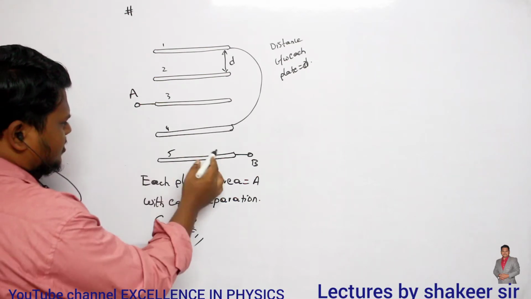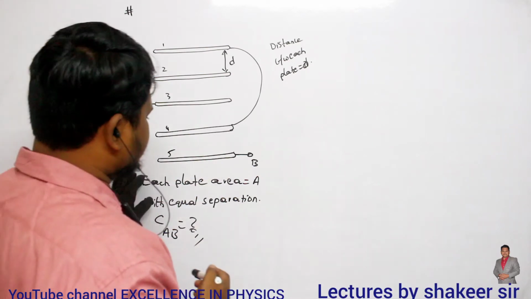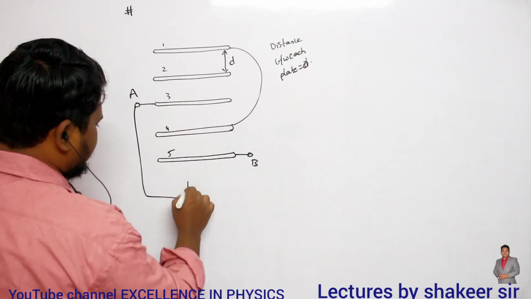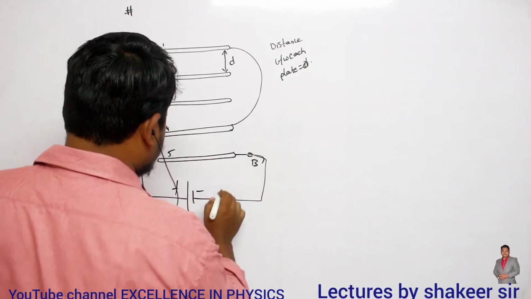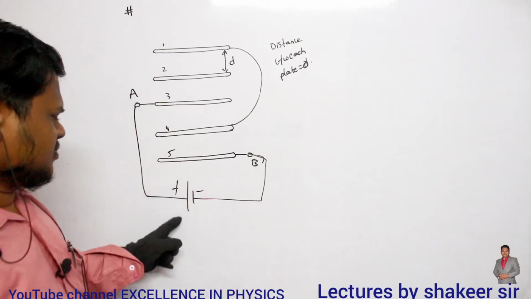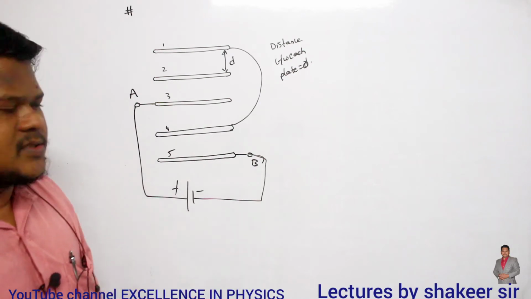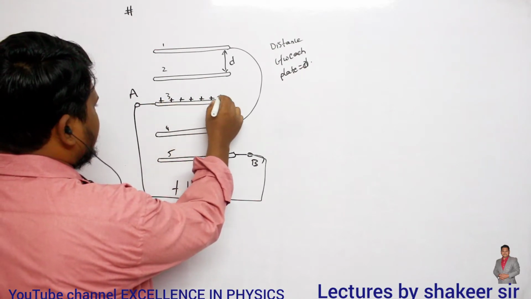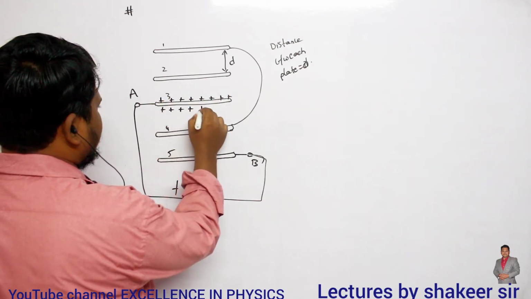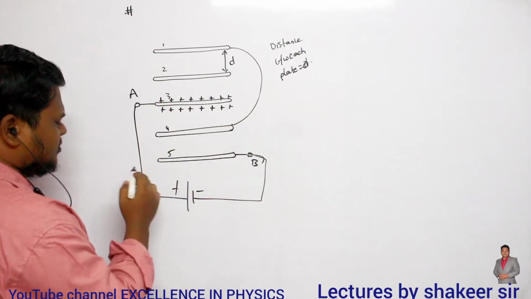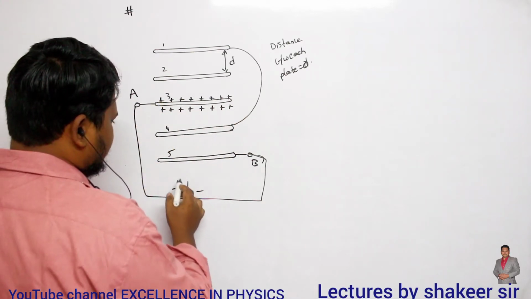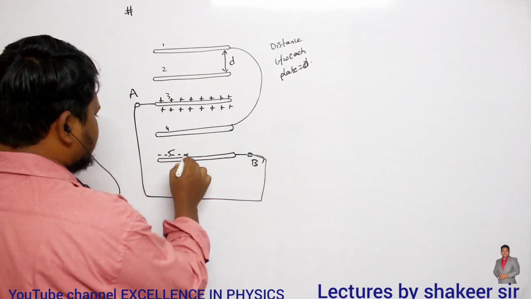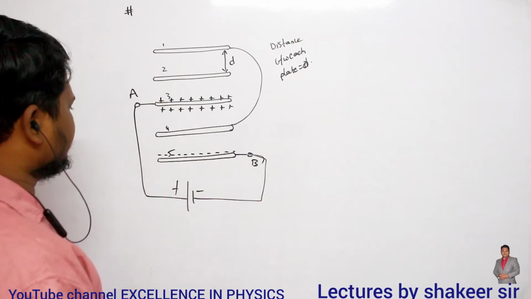Next, these are the terminals A and B. What is the meaning of terminals A and B? It means the battery is connected in between terminal A and terminal B. This is a positively charged terminal, and this one should be a negatively charged terminal. So if this is positive, plate number 3 should be a positively charged plate because it is connected to the positive terminal of the battery. Similarly, plate number 5 is connected to the negative side. So therefore, plate number 5 should be a negatively charged plate.